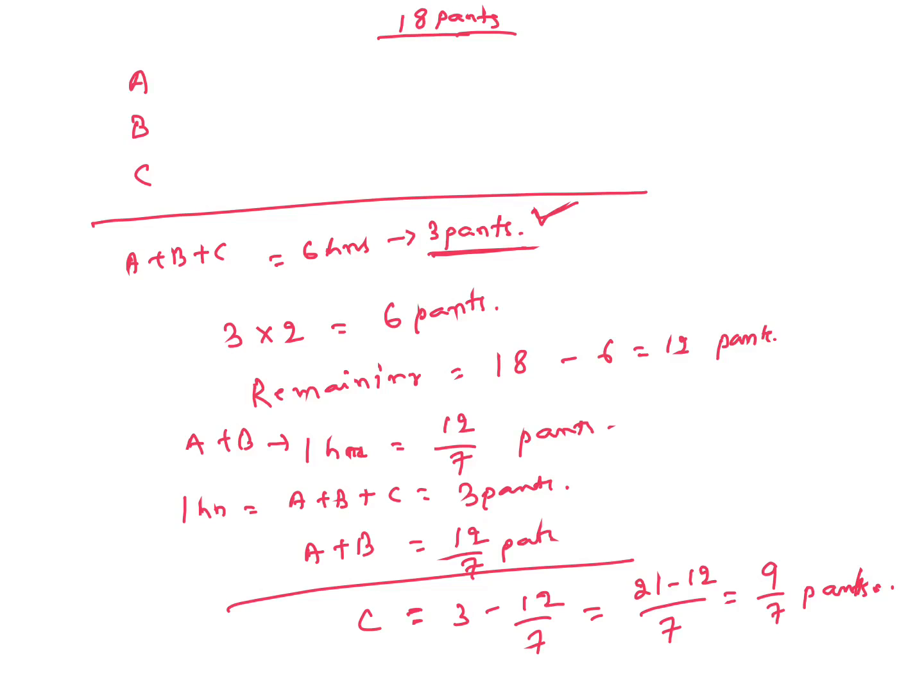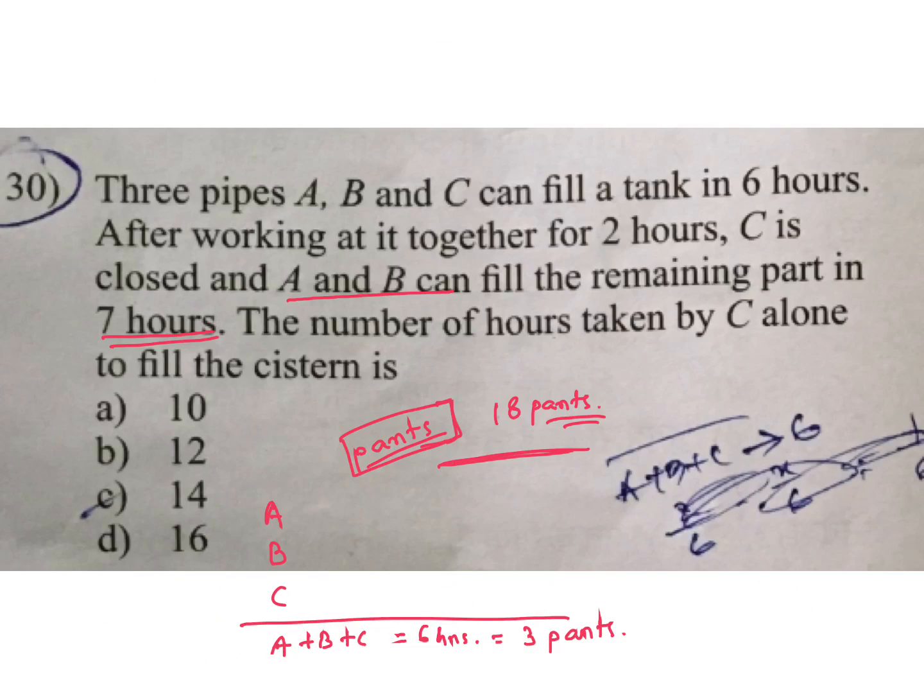So C will take total hours. Total is 18 parts. So 18 by 9 by 7. So 18 into 7 by 9. 14 hours. So from option, C is the answer. Simple. Part method is very simple. I already made a separate video that you can check from my playlist.